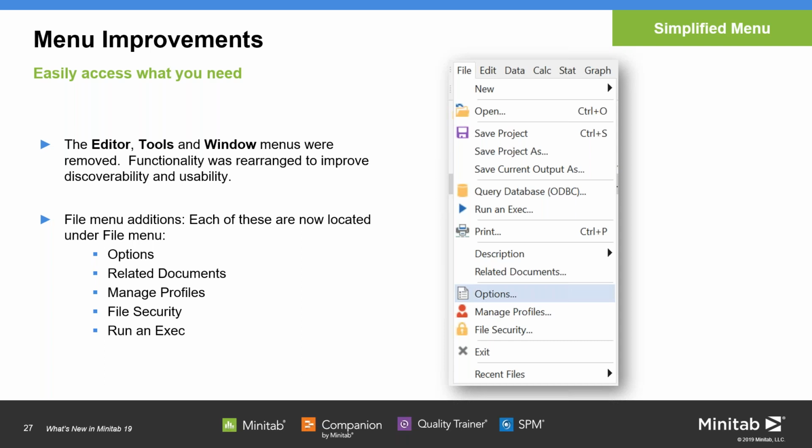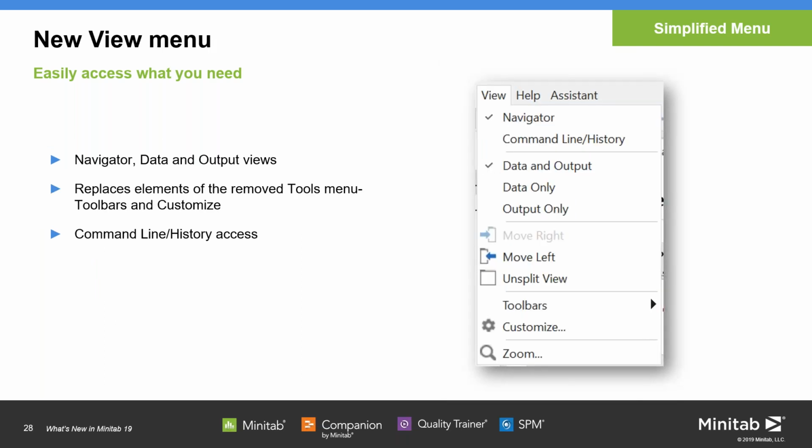So as an example of options, options used to be under tools menu and then options. We moved options underneath the file menu because a more standard design practice is that options or preferences are really found under the file menu. Okay? So those are just some of the improvements that we've made as far as the menus go.